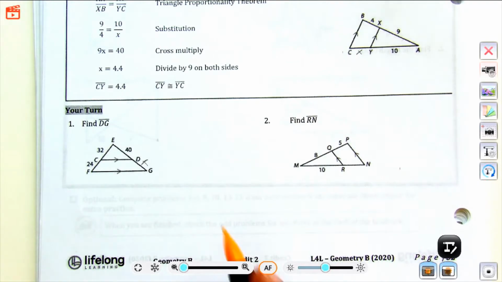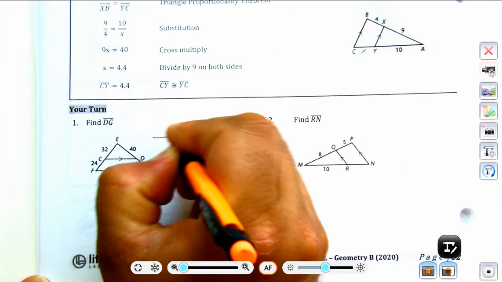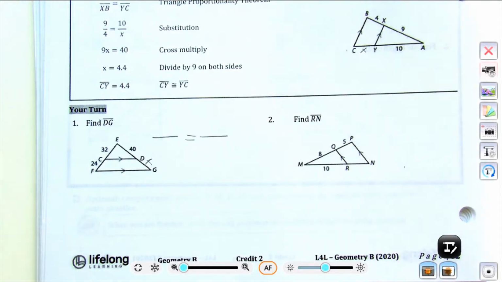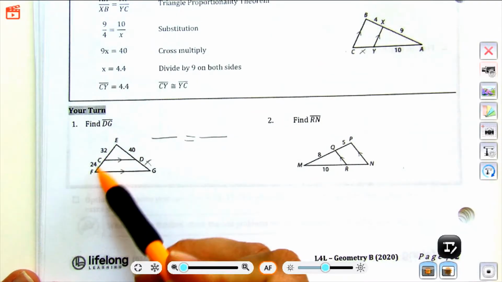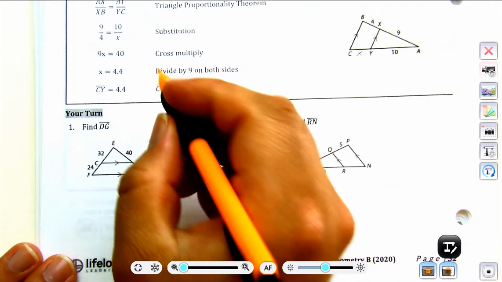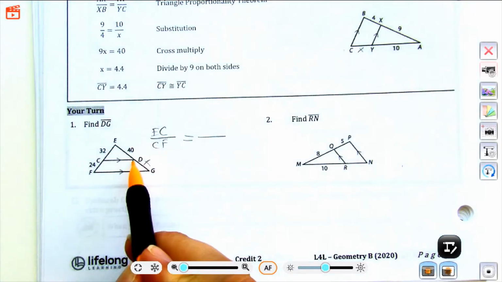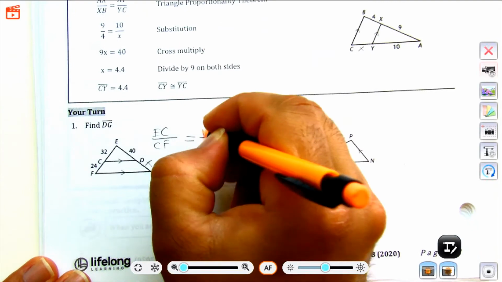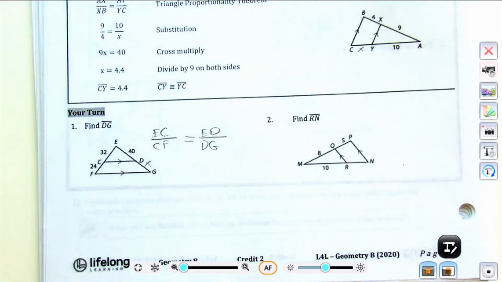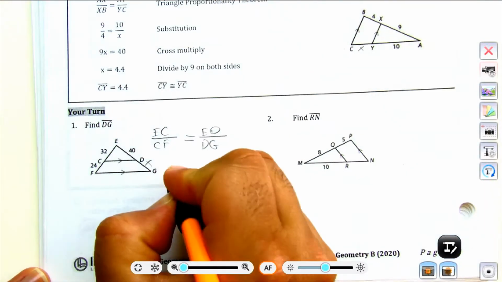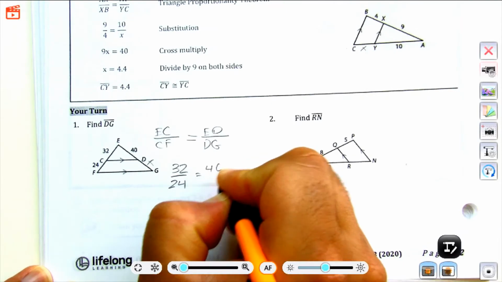So remember, with the proportion, you have an equal sign in the middle and then two fractions on either side. The way we're going to do this is the top piece over the bottom piece, so EC over CF is equal to ED over DG. Then let's substitute our values. So we have 32 over 24, and that is equal to 40 over x.